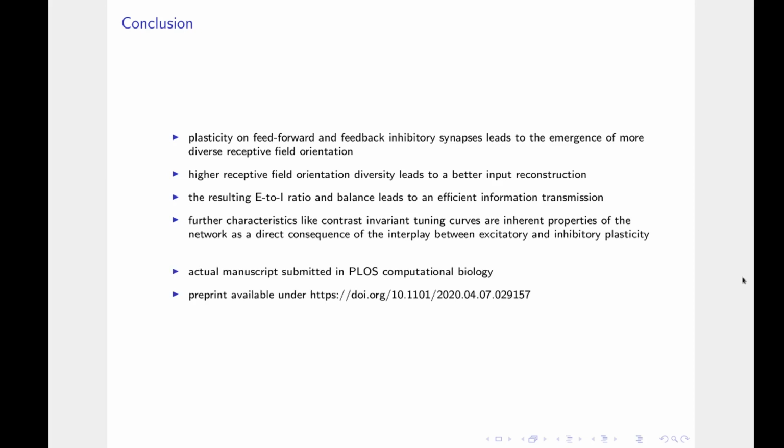Finally, I would like to point out that we recently submitted a manuscript about this topic to PLOS Computational Biology, and that the preprint of this manuscript is available at bioRxiv.